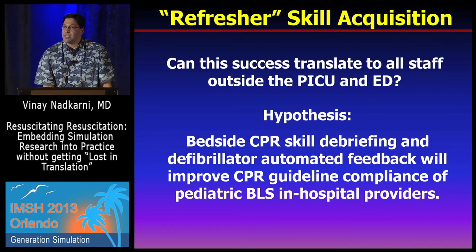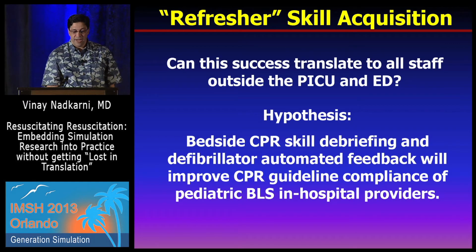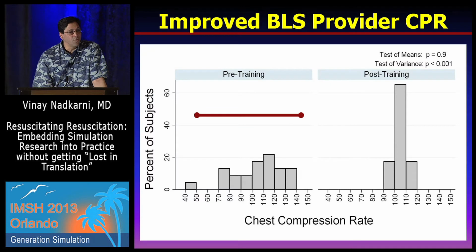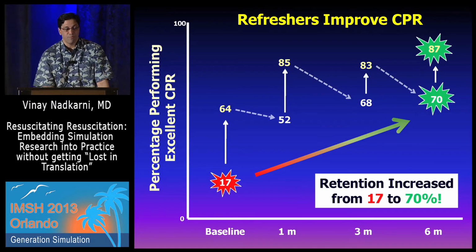Could we take this then and take it out of the ICU setting where we resuscitate frequently? We found that using this same technique, going to the wards, pre-training, there was an extremely wide range of compression rates, many of them incorrect, and by using a 2-minute training technique, we could rapidly bring them within the AHA guidelines. The same was true for the compression depth.